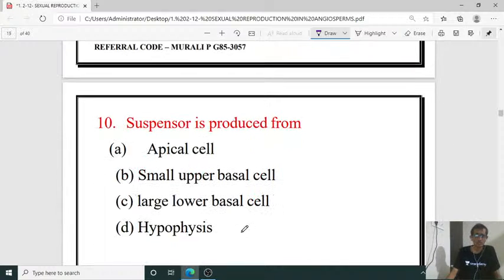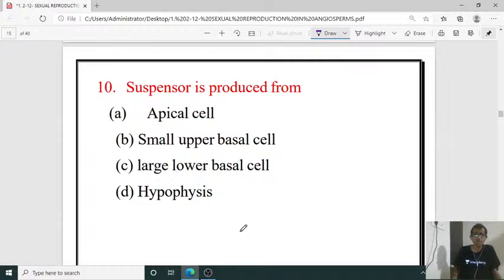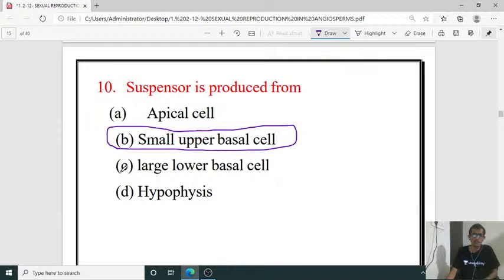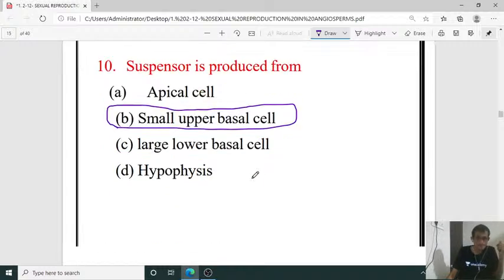Yes, next question number 10. The suspensor is produced from which part? Apical cell, small upper basal cell, large lower basal cell, or hypophysis. It is the small upper basal cell. So the right answer is B for question number 10.